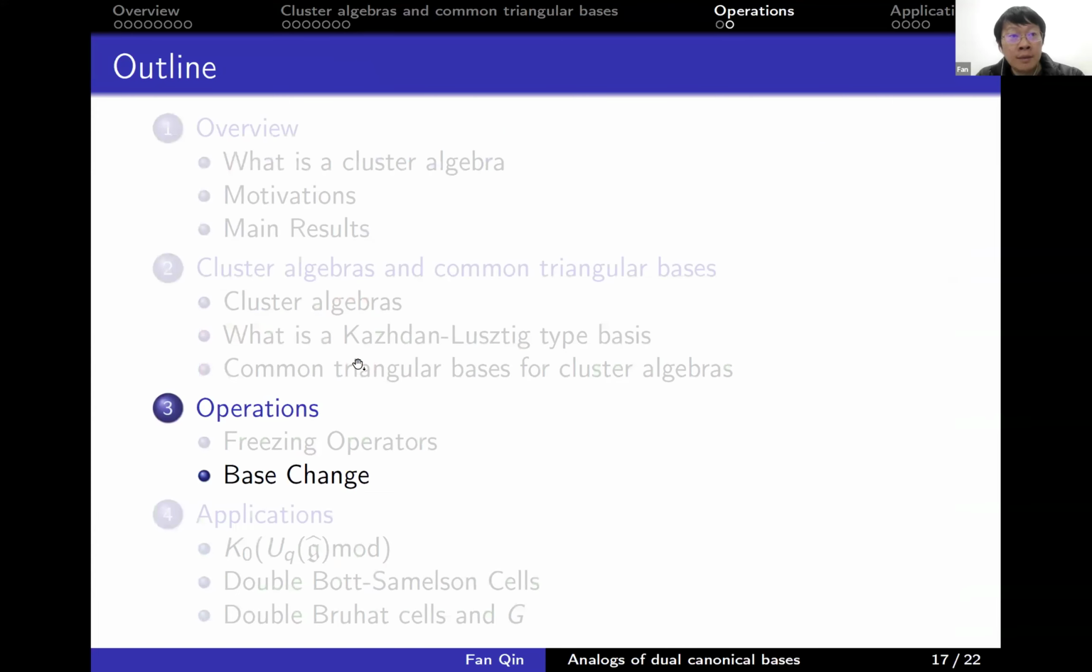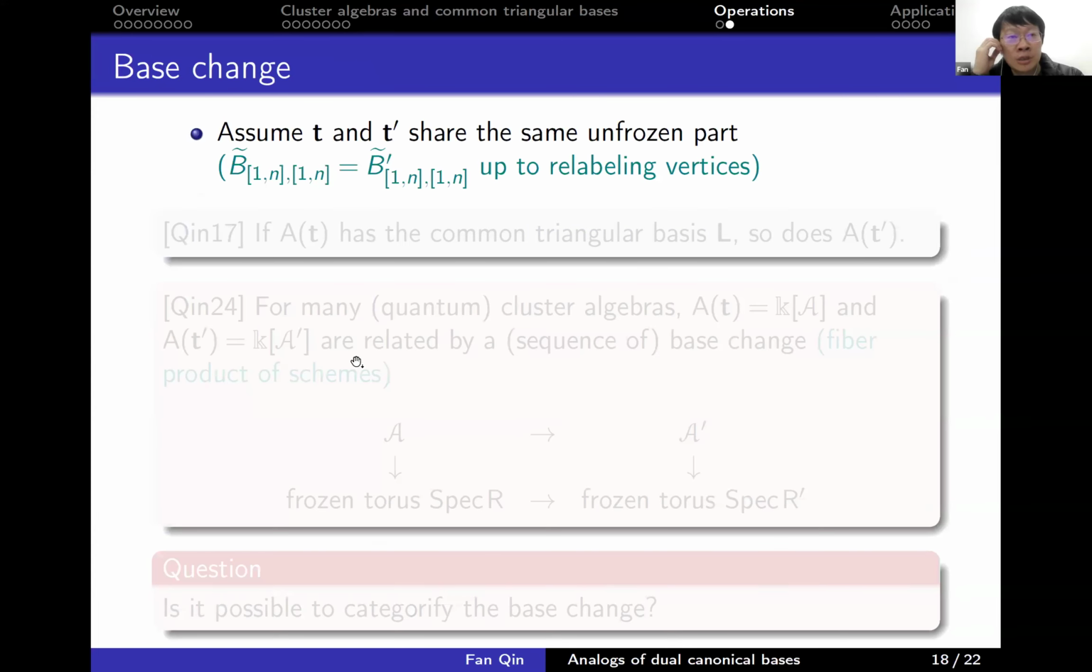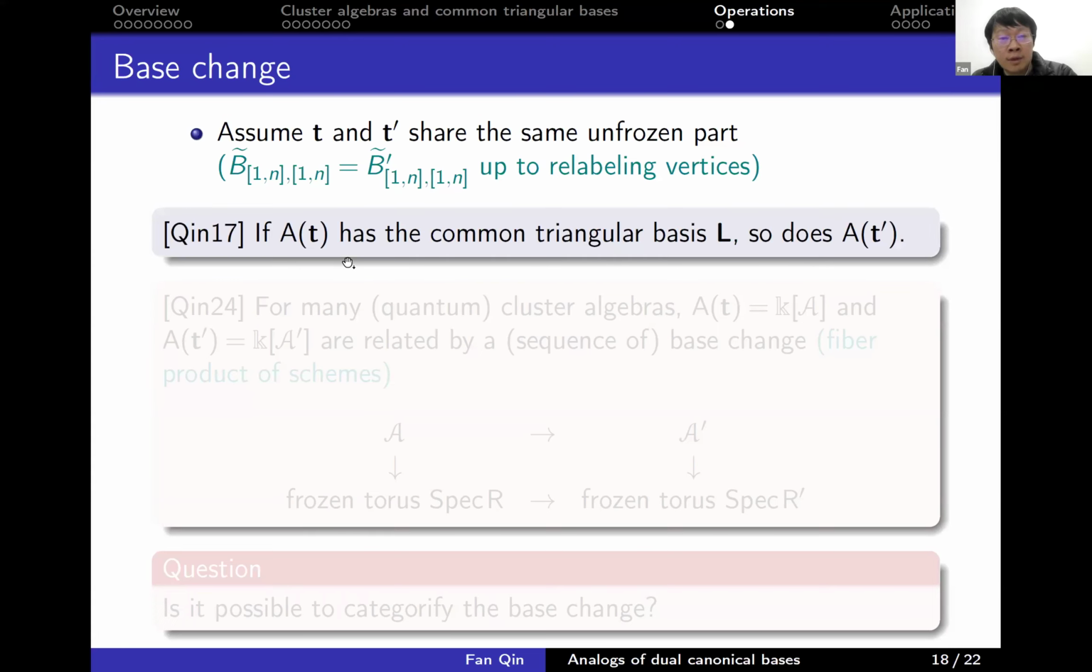Okay, and the second is a base change. This is more familiar to us in some sense. Assume that you have 2 seeds and they share the same unfrozen part. Namely, after relabeling, the red subquivers are isomorphic. So you have some red vertices and the corresponding red quivers are the same. And now we have this result.